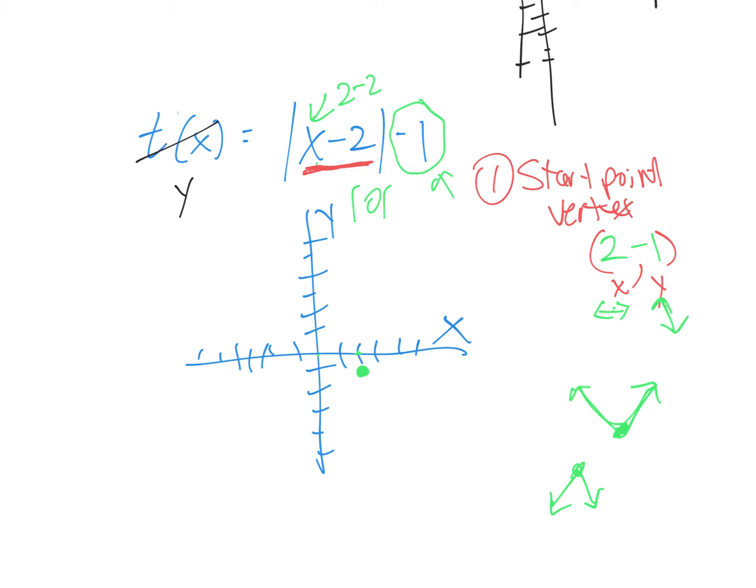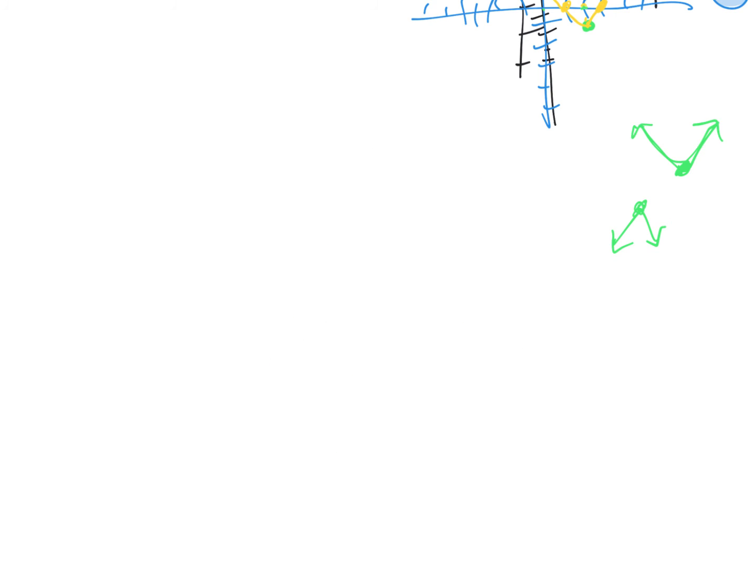So then step 2 is to look at your slope. Remember, your slope is on the outside here. If there's nothing there, there is a 1 there. So it's 1/1. So I'm going to go up 1 and I'm going to go over 1 and I'm going to draw my ray. Then it has to mirror it on this other side, up 1 over 1. And there's your V.